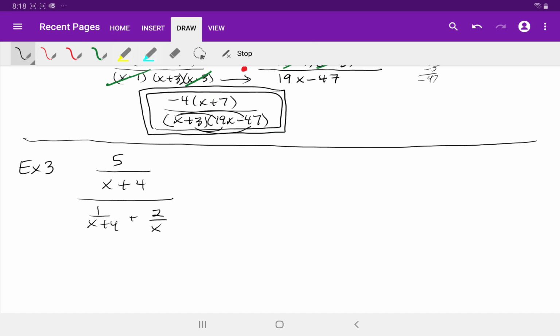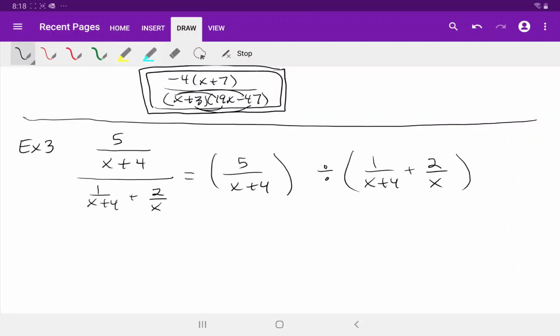Okay, so I see fractions on top of fractions. That's called a complex fraction. That's when you're going to write it like this: 5 over x plus 4 divided by, and you're going to write the other divided by, because when I don't write that divided by, it doesn't make me think of flipping a fraction. The only reason I think of flipping a fraction is when it's written as an elementary divided by.